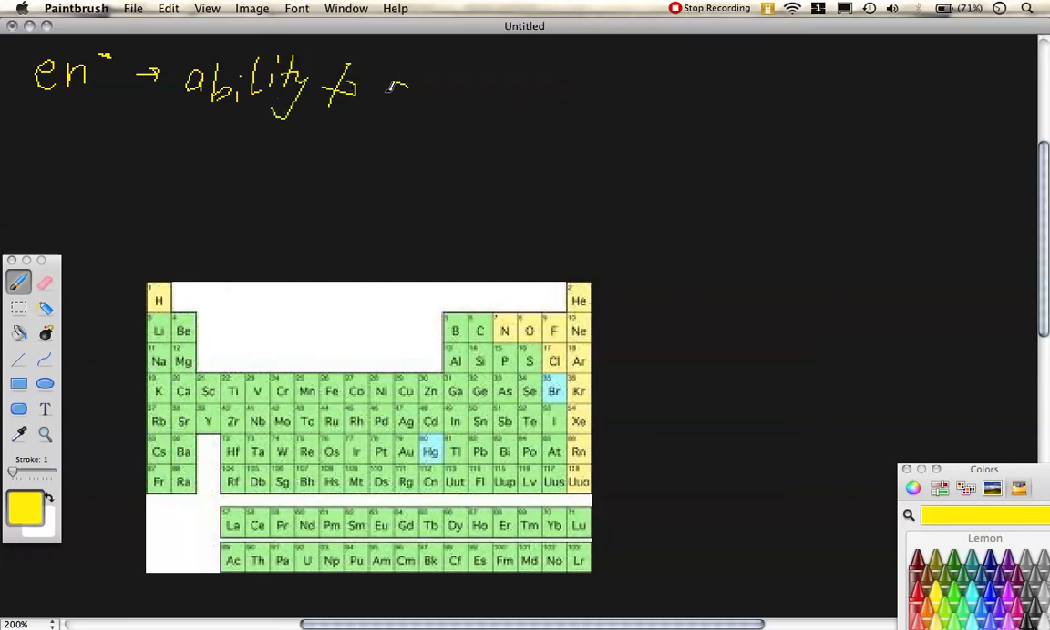Ability to attract electrons. And they're measured in Paulings, which is after the chemist who discovered what it actually means for something to be electronegative. Now, fluorine is the most electronegative substance on the periodic table, and its rating is nearly 4. So 4 is the highest number that an atom can have for electronegativity.